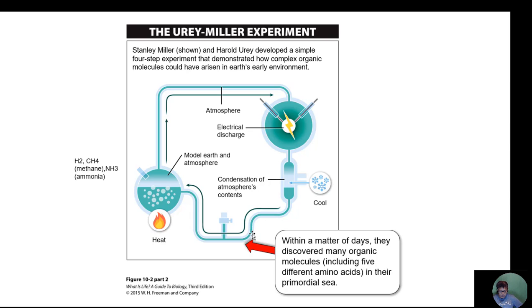And here's what's interesting. Within a matter of days, they discovered many organic molecules, including 5 different amino acids in their primordial sea, in what was in this condensate. And so that was sort of mind-blowing and game-changing, that you could put hydrogen, methane, and ammonia, heat it up, send an electrical charge through it, then cool it down, and out pop amino acids.